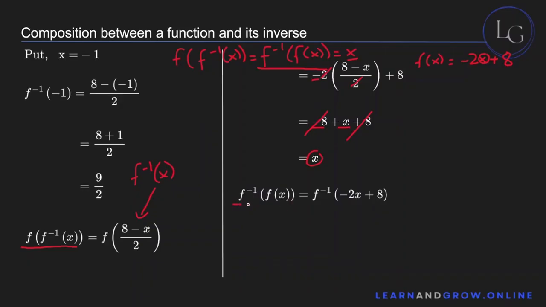Now, the other part. We need to prove that this f inverse of f of x is also equal to x, right? So, what was f inverse of x? F inverse of x was equal to 8 minus x by 2. So f inverse of f of x is equal to f inverse of minus 2x plus 8, because f of x is equal to minus 2x plus 8. So now in place of this x over here, you input minus 2x plus 8, right?